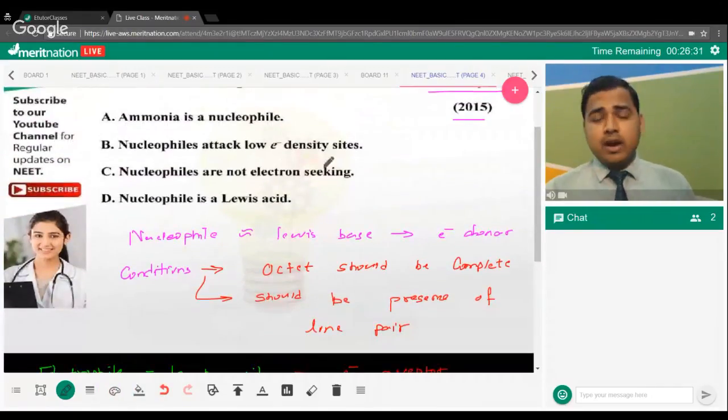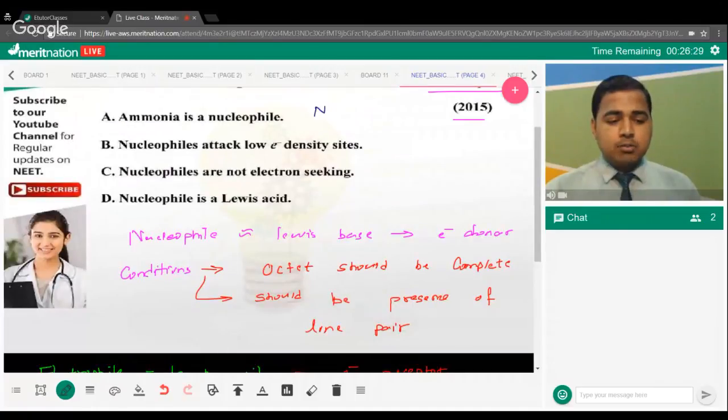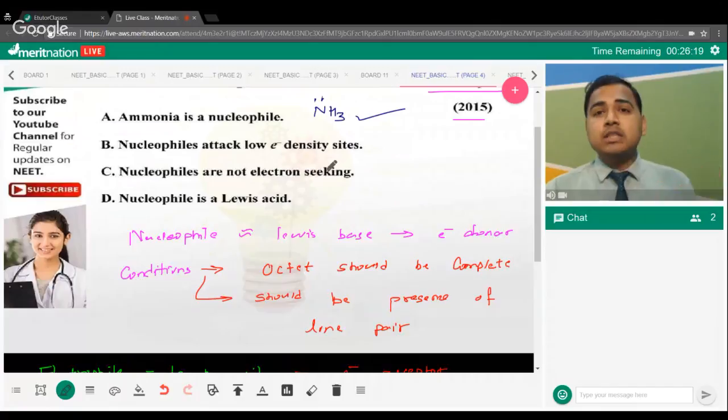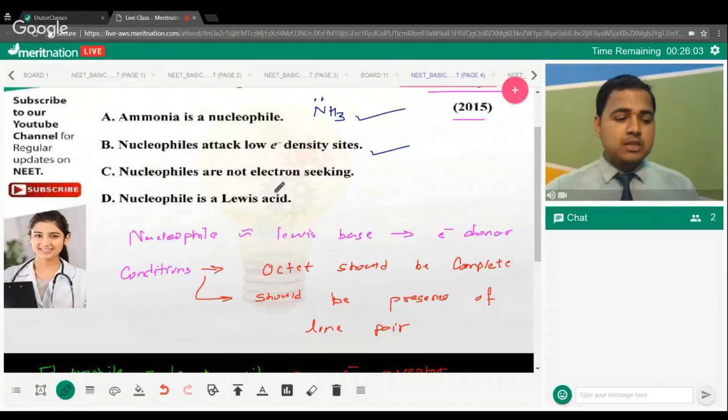Ammonia is a nucleophile. First of all, you have to figure out this is ammonia, its octet is complete, definitely, and it has one lone pair. It's a nucleophile. It's true. Correct statement: nucleophile attacks a low electron density site. Definitely. Nucleophiles are electron-rich species, meaning they have a tendency to donate electrons. They always give that electron to that site, molecule or atom which is deficient in electrons. So this is also a true statement.